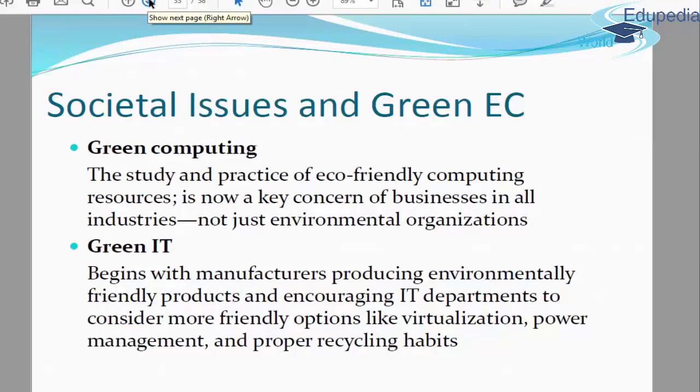Green computing is the study and practice of eco-friendly computing resources, and is now a key concern of businesses in all industries, not just environmental organizations. So green computing is no longer an option to give back to the community. You can no longer brag by saying that I'm a green computing organization, which means that we have cut down our paper usage and we use online and electronic means for communication, and many other ways that you cut down.